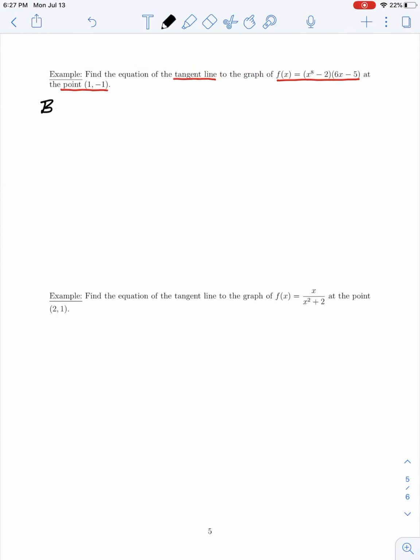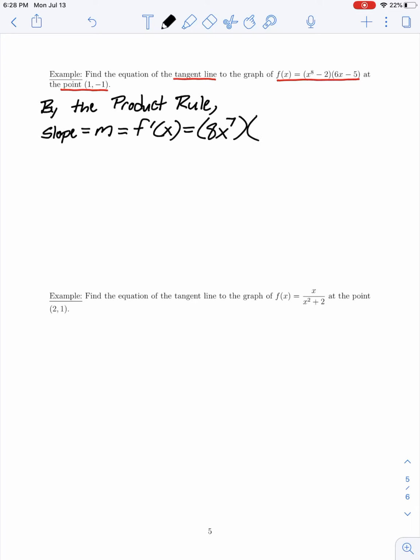So let's start by saying, by the product rule, the slope of our tangent line, which I'll call m, is given by f prime of x, which is equal to, using the product rule, we take the derivative of our first function in the product, which would be 8x to the 7th, times the second function, which is 6x minus 5, plus the first function, x to the 8th minus 2, times the derivative of the second function, which is 6.